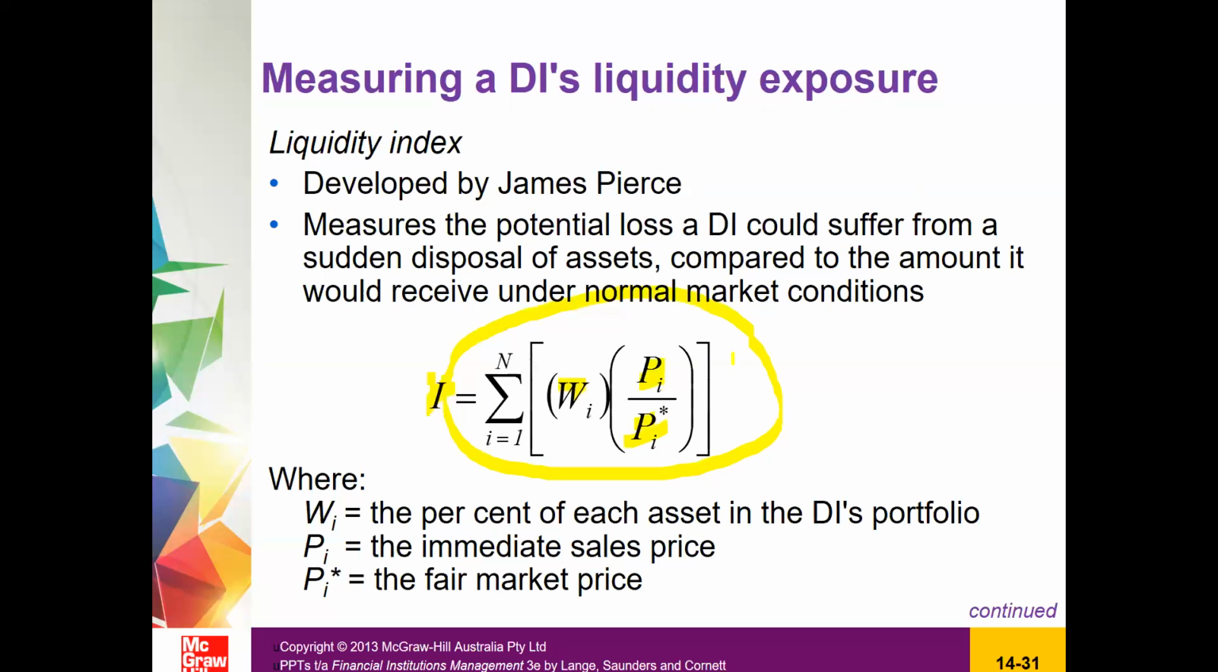Now you understand that this P_i, which is the immediate sale price, if it is lower than the fair market price, then the ratio will be lower, and so the index will be lower. It means that the lower the index, the less liquid a financial institution's portfolio of assets is.